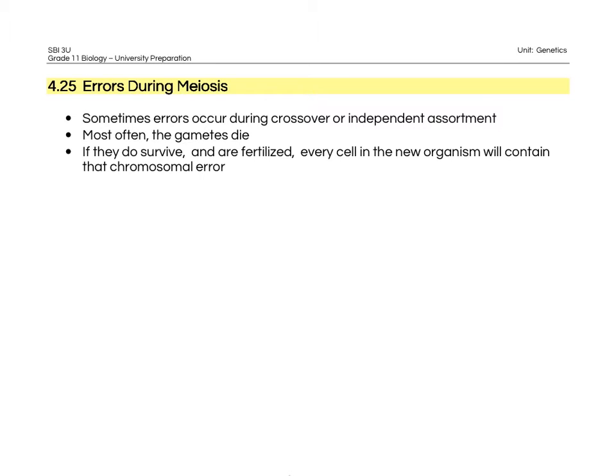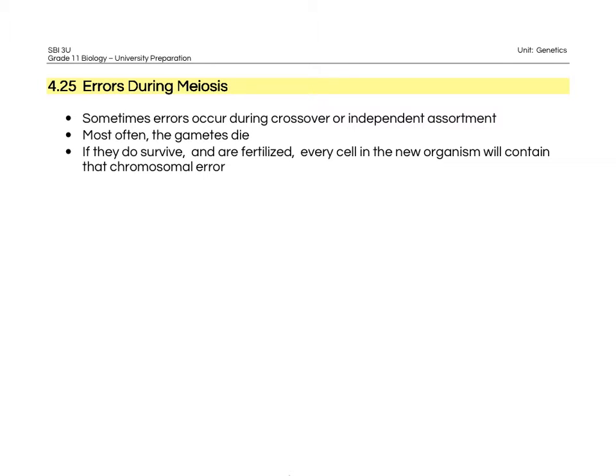So in today's lesson, we're going to look at errors in meiosis. We've spent a few days going over the ins and outs of meiosis, that is sexual reproduction, a process that produces gametes. But we haven't yet talked about things that can go wrong.